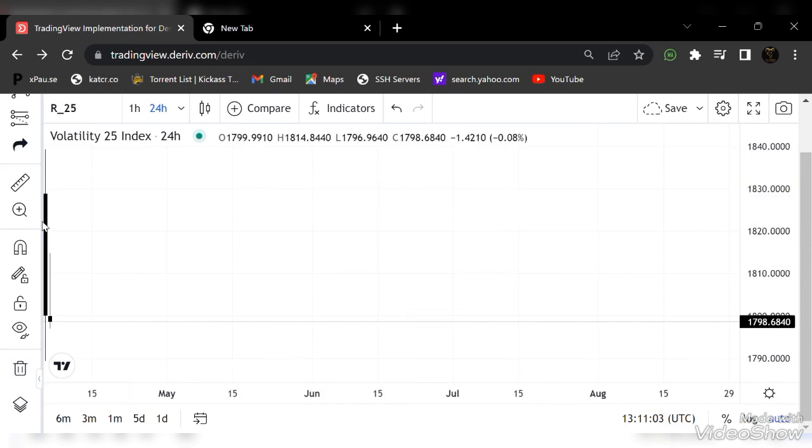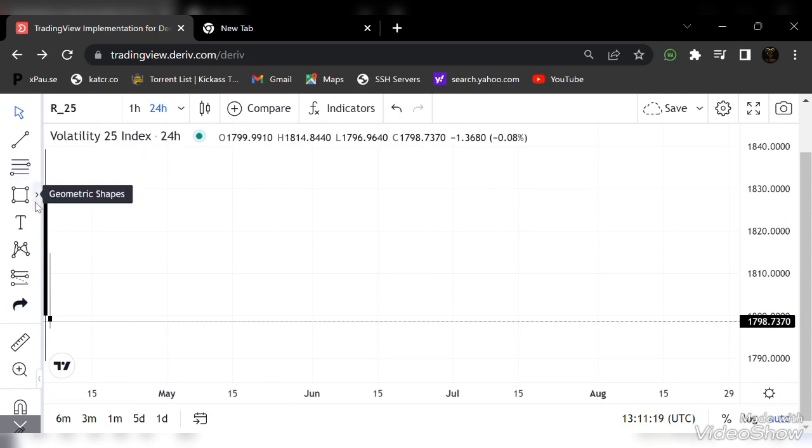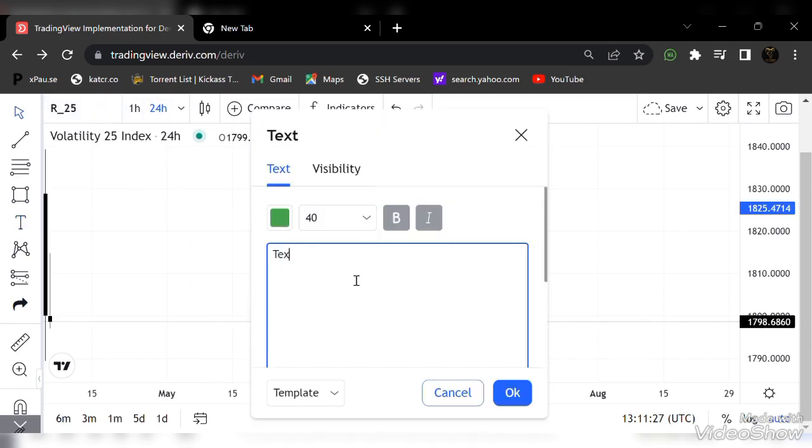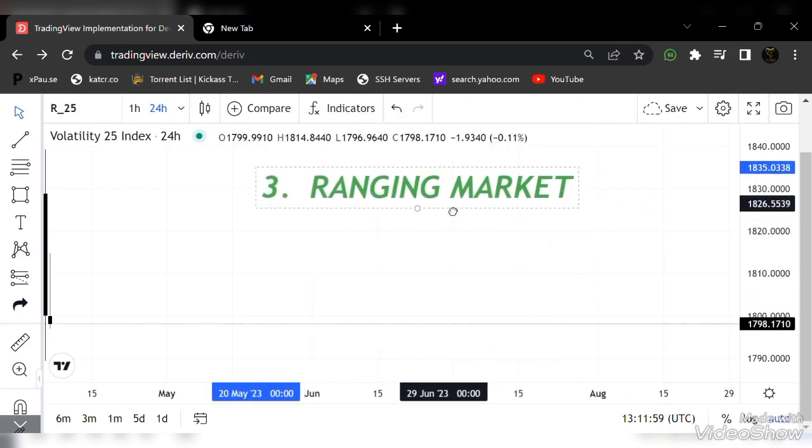Okay, also the third market structure that we have is called a ranging market.